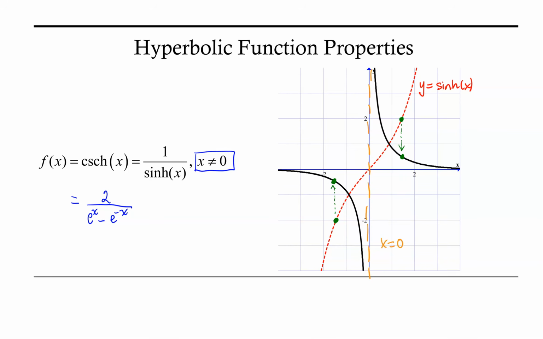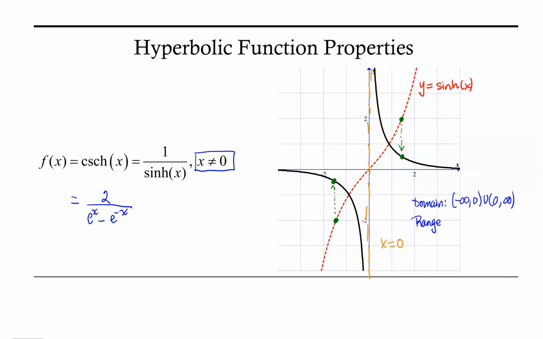Let's also observe the domain of the function. So the domain of the csch function is negative infinity to 0, union 0 to infinity. Remember that vertical asymptote that occurs at x equals 0.